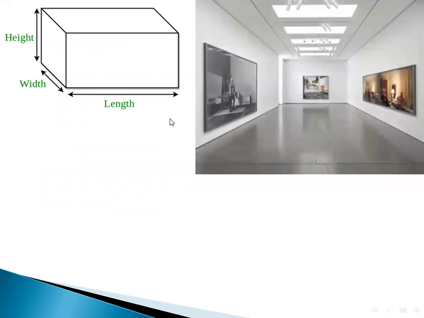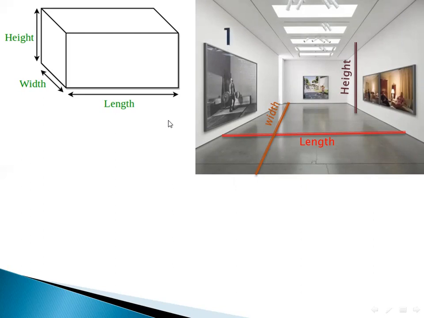Girls, I'm buying a new home. My interior designer is asking me to give him my room's measurement. So first, I need to know the dimensions of the room. I need to know the width. I need to know the length. I need to know the height. If he's asking me about the room's measurement, I must give him the lateral surface area and the total surface area. Let me show you first how to get the lateral surface area.